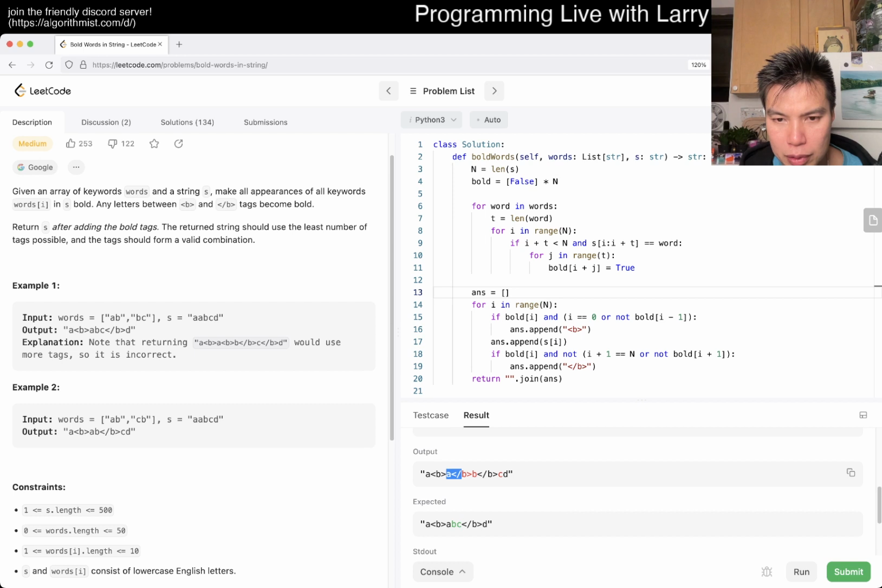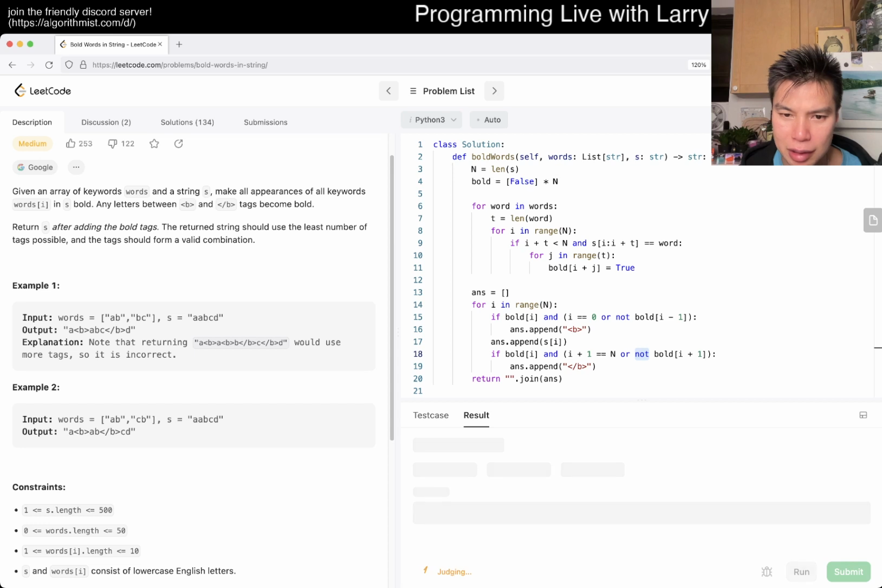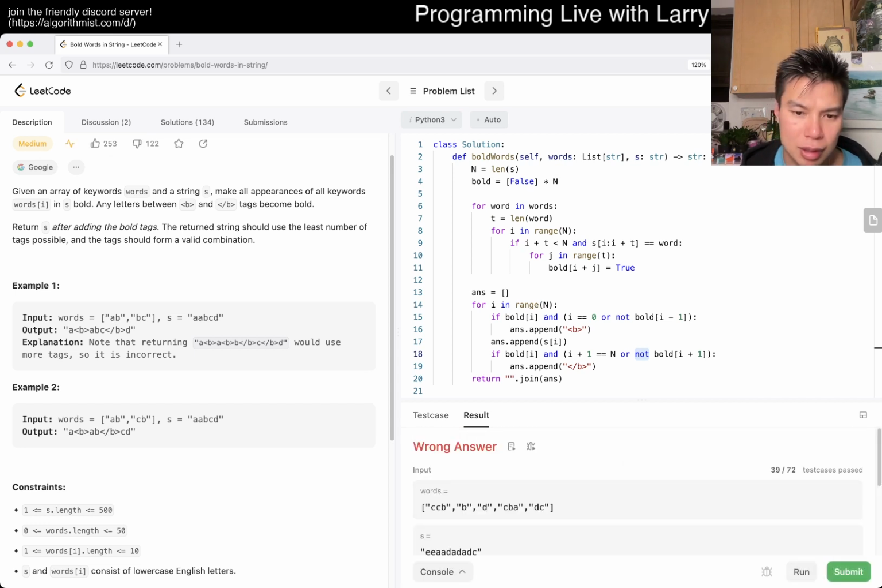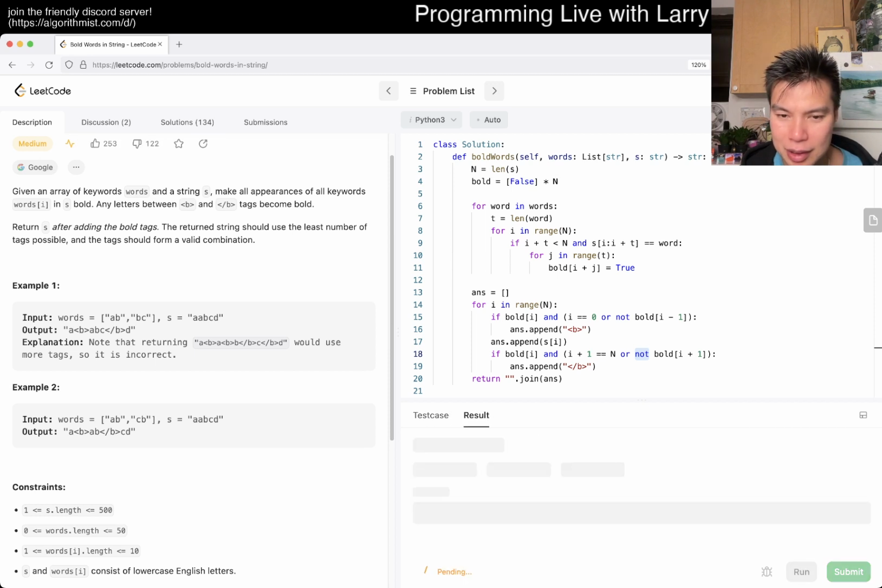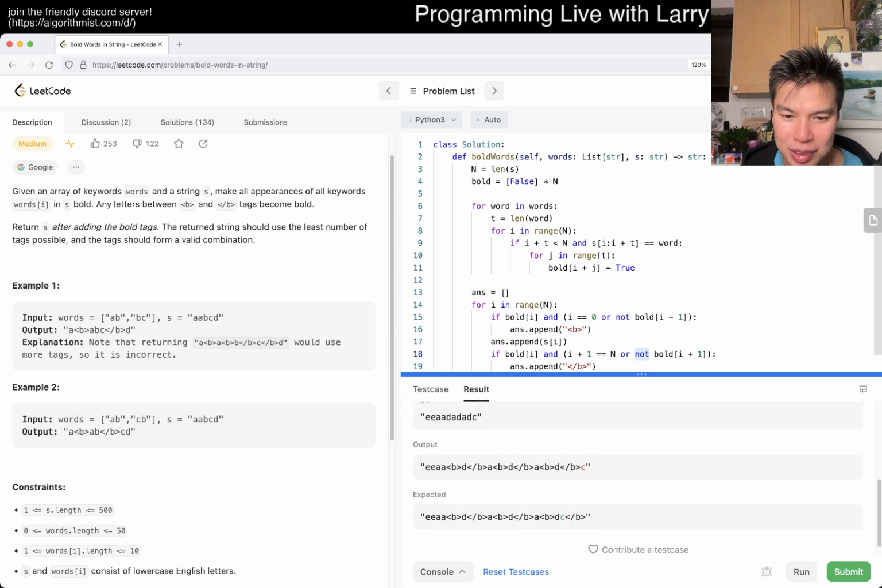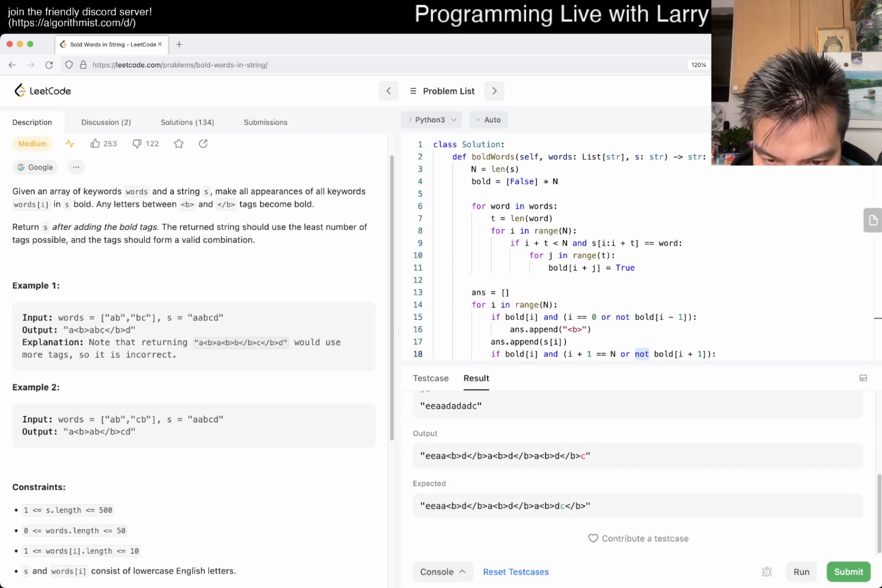This is bolded and not. Oh, why did I have a not here? I think I meant to have not here, but then I got confused and left it in. Submit. Oh no, I probably should have tested one more. But let's see. I was a little bit YOLO, where I was a little bit lazy on that one.